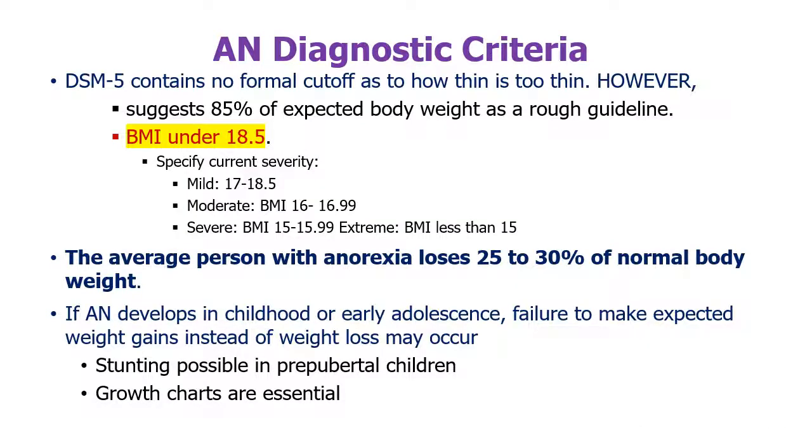There is no official cutoff for the weight or BMI that is considered anorexia nervosa. However, they use a rough guideline of around 18.5 and under is when you start to get into the realm of anorexia nervosa. And it will progress from mild to moderate to severe. Severe, or extreme, is a BMI less than 15. So it starts at 18.5 and it becomes extreme when the BMI is less than 15.